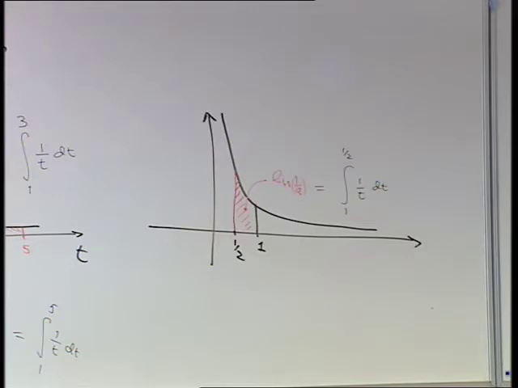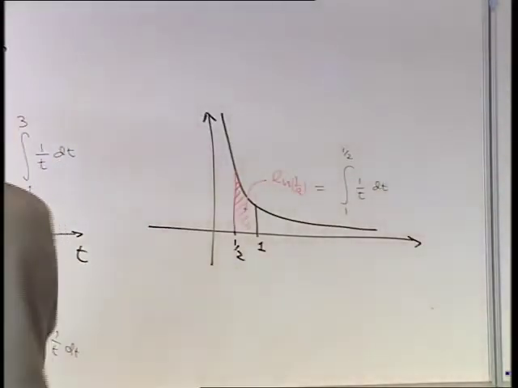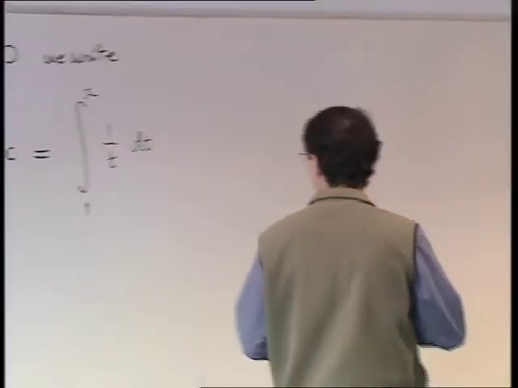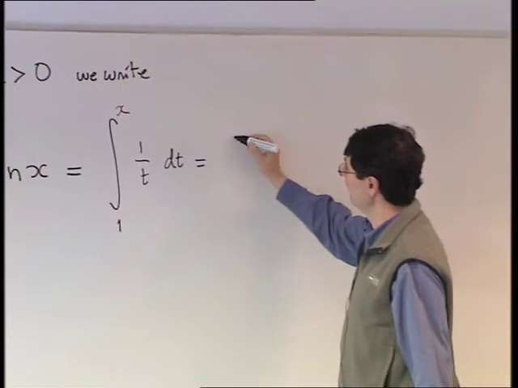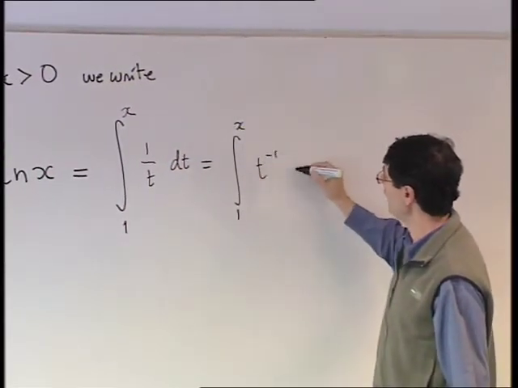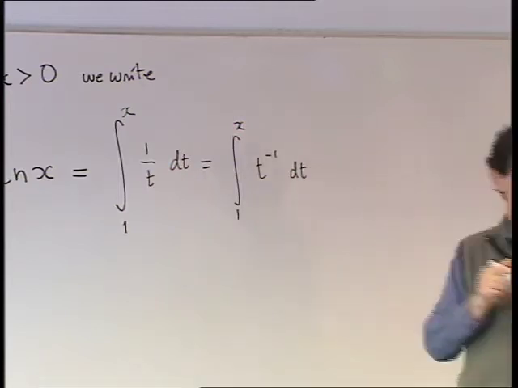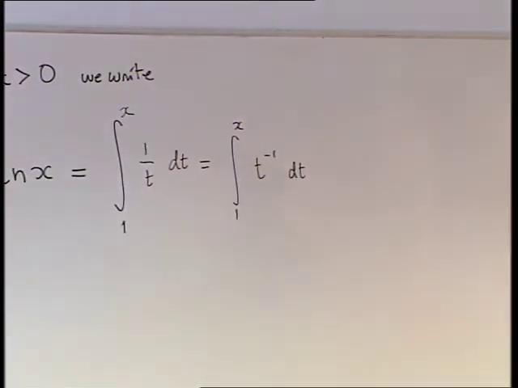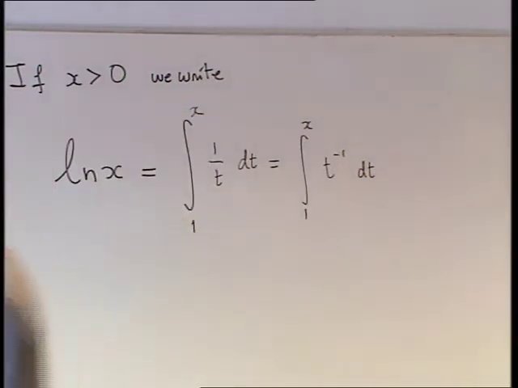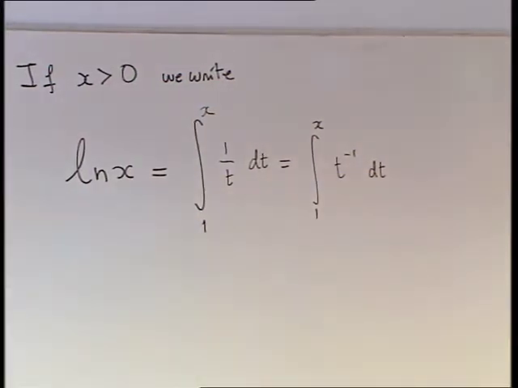If you want, you can rewrite this, but this is just a cosmetic rewriting. It's not such a big deal. 1 to x, t to the negative 1 dt. Okay? So that's a log. Let's take a look at some properties of log now.